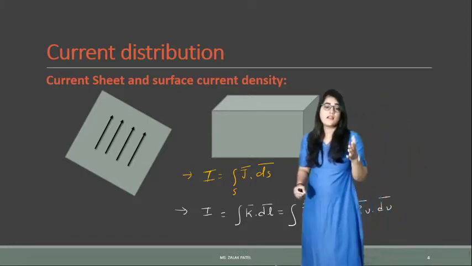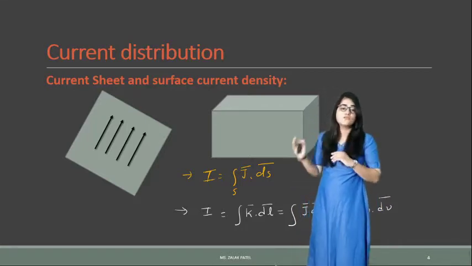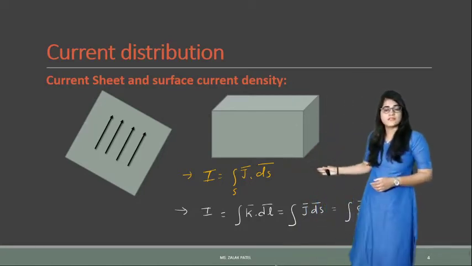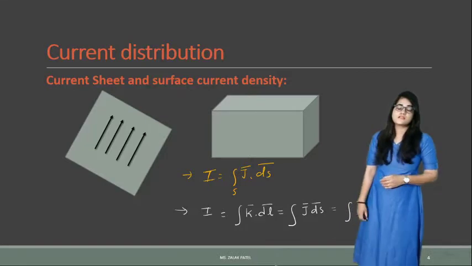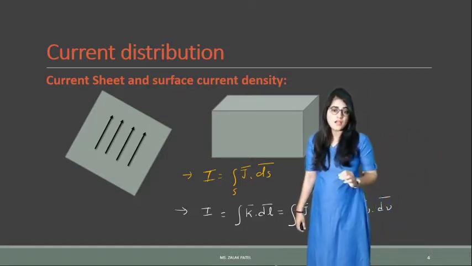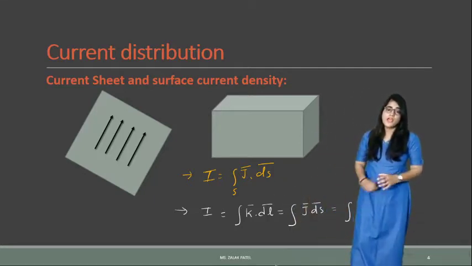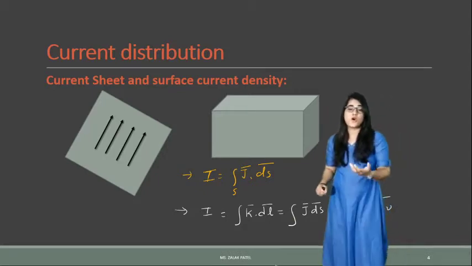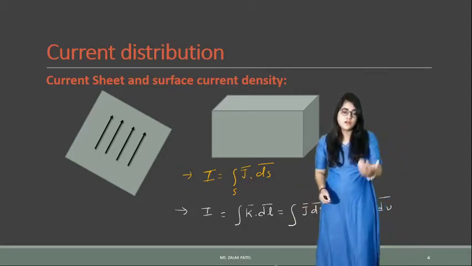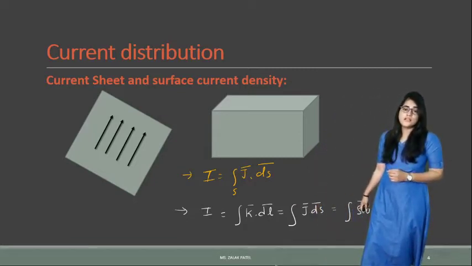So can I say that I is equal to J into A, density into area? It can also be written in integral form: the surface integration of J dot dS. If I want to write the equation in the form of line distribution, then I is equal to the integration over K dl, where dl is the differential length. In case of surface distribution, it will be the integration over J dS.